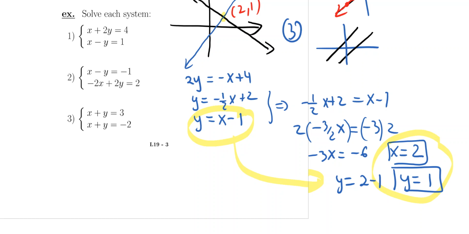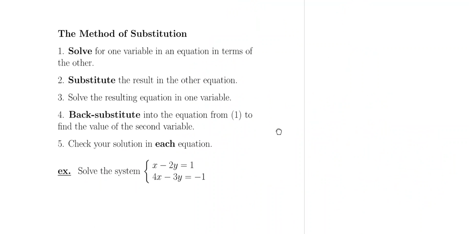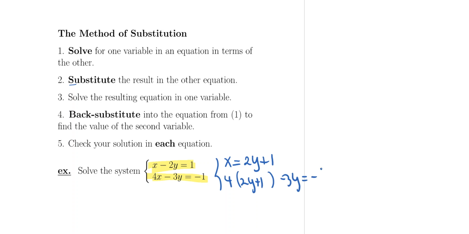Alright, so let's see the next one. To solve by substitution, we're basically going to solve for one of the variables in an equation in terms of the other. So what do we mean? If you look at this system, you see I can solve easily for x in the first equation. So I'll get that x = 2y + 1, adding 2y to both sides. Then I'll substitute, instead of x, I'm going to put 2y + 1 in the second one. So now I'm going to do 4 times (2y + 1) minus 3y = -1.